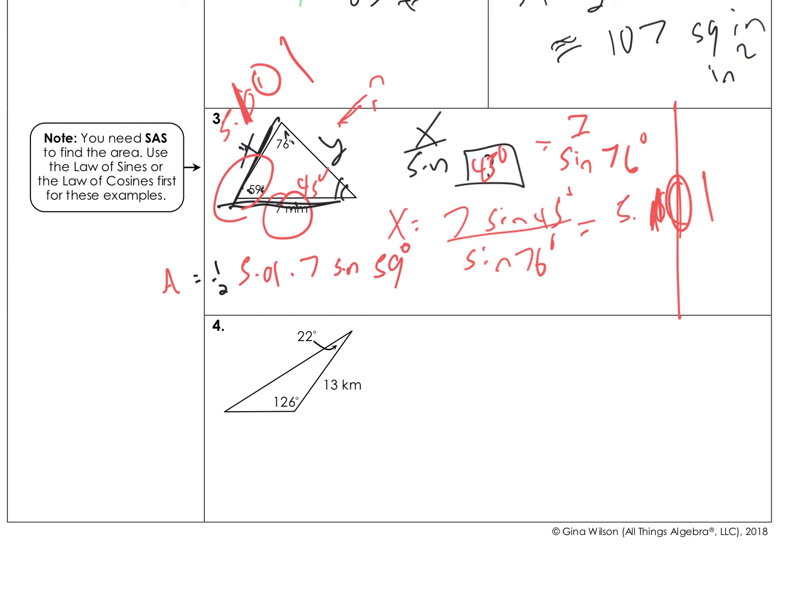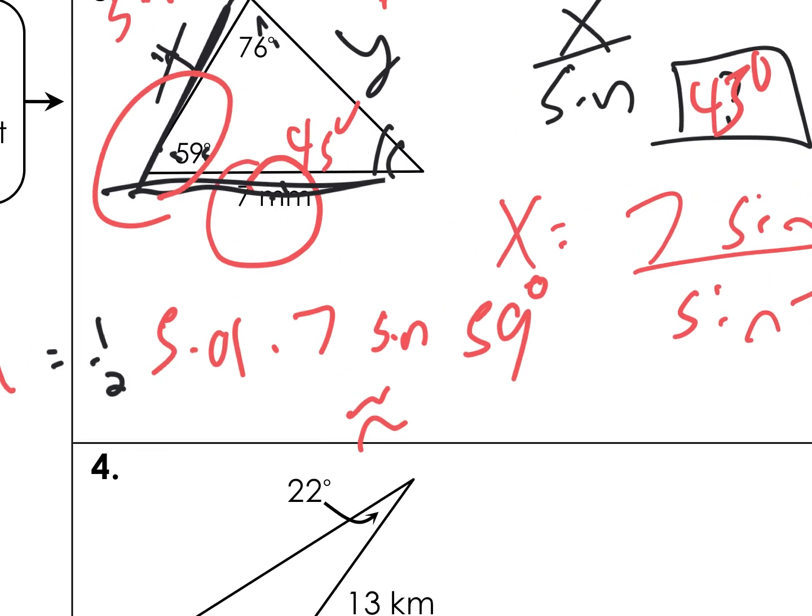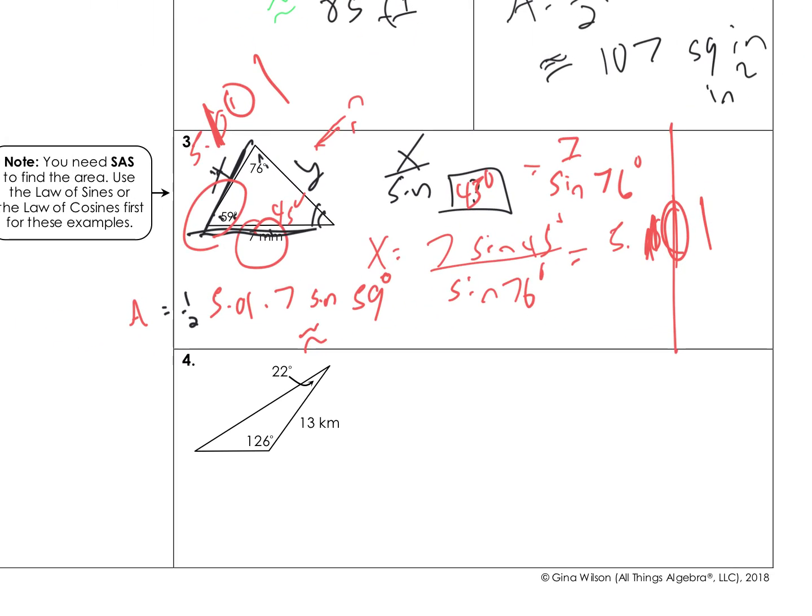So we had to do two steps. We had to do double the work. We had to find a missing side. Now we're using the area formula for trig. What does that give me approximately? Wait, it's the sine of 59, right? 59, yes. I got 15.3 or 15.